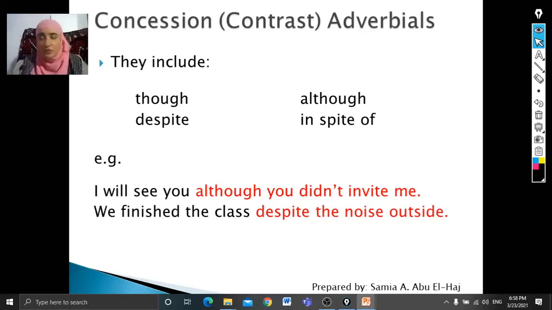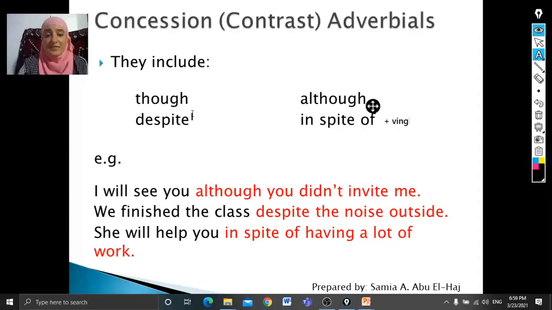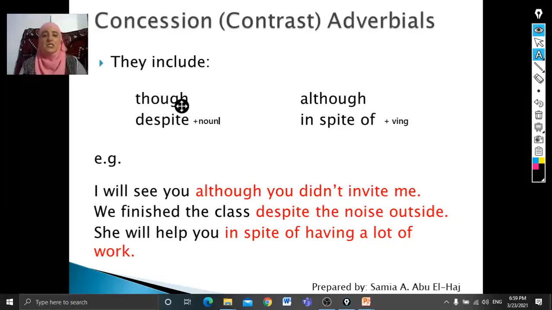Okay, we finish the class despite the noise outside. Normally when we have a lot of noise outside, we can't finish the class, but we finish the class despite the noise. And she will help you in spite of having a lot of work. Notice the difference here. Now after in spite of, we have to have verb ing, which is a gerund verb: in spite of drinking, in spite of going, in spite of coming. But after despite, we should use a noun. Okay, despite the noise, despite you, despite the problem, despite the book.